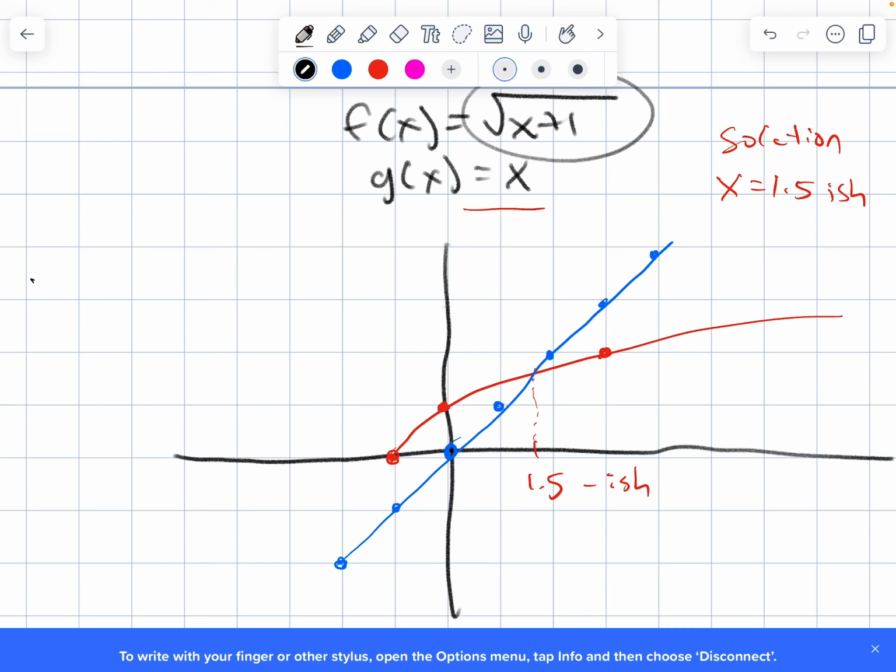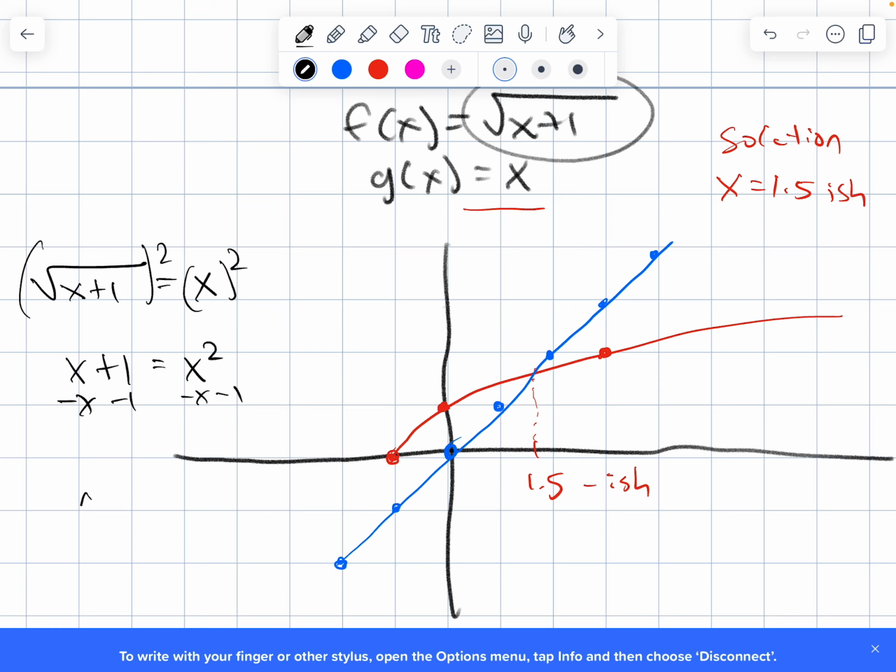So solving this algebraically, we're going to set the square root of x plus 1 equal to x. And we're going to square both sides. When we square both sides, we end up with x plus 1 equals x squared. Now we're going to subtract x from both sides, and subtract 1. And we end up with 0 is equal to x squared minus x minus 1. And we try to factor that.